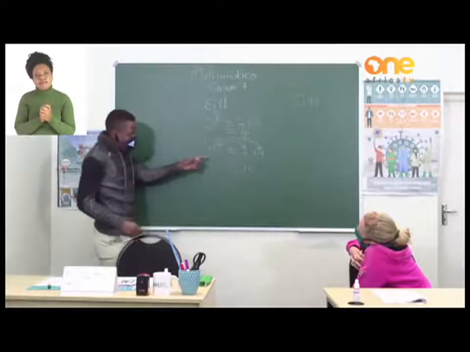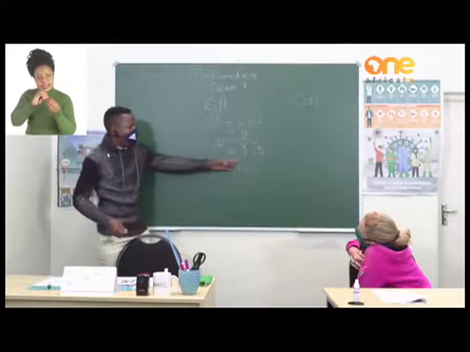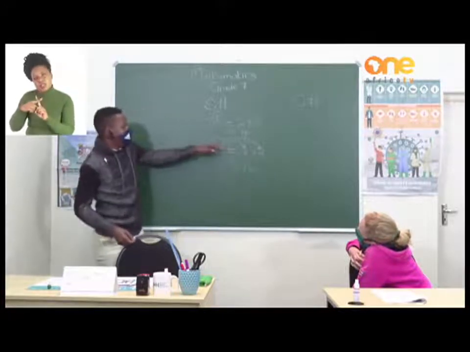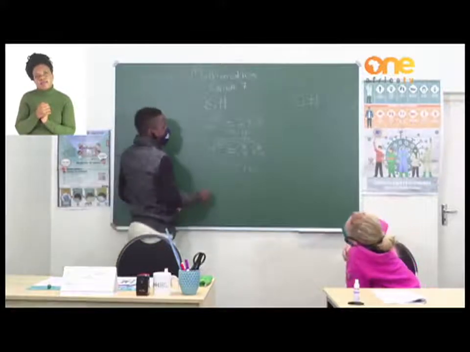So it's a number multiplied by itself. That number has to appear twice. That's why we have a power 2 here. I think that's much easier.